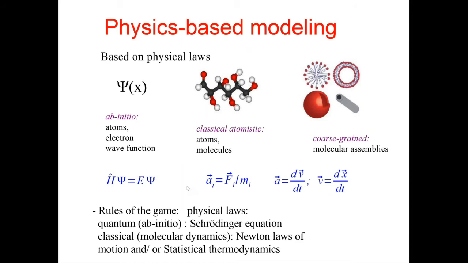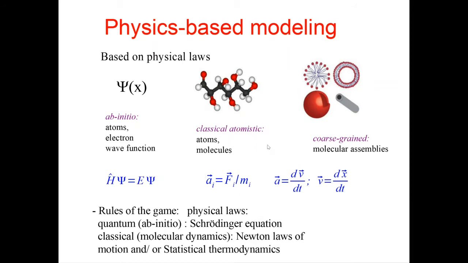Physics-based modeling is a way to provide insight into mechanism, because it is based on physical laws, which can be on the very fundamental level. These are the laws of quantum mechanics. They are called ab initio approaches, when we deal with atoms consisting of nuclei and electrons, and essentially we solve the Schrödinger equation for the electrons in order to model a small piece of material. On a larger scale, we use classical modeling, employing a classical representation of atoms, which move according to Newtonian laws of motion. We can go further to the coarse-grain level of modeling when we study molecular assemblies. In all cases, the rules of the game are physical laws, that is either quantum or classical, and also statistical thermodynamics.